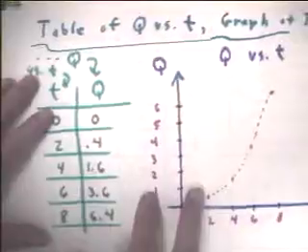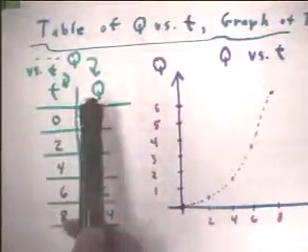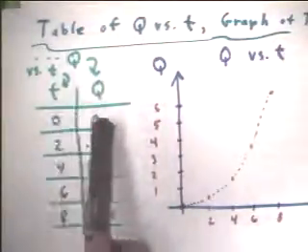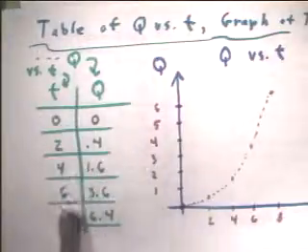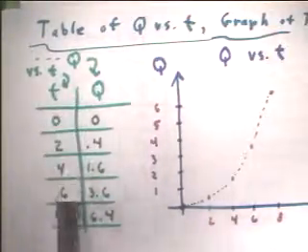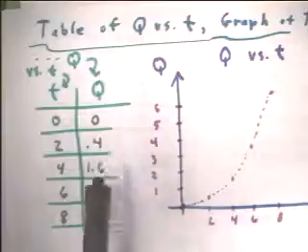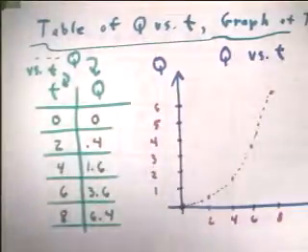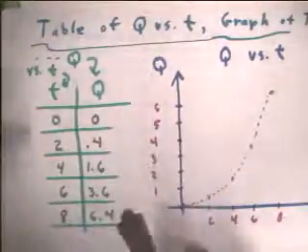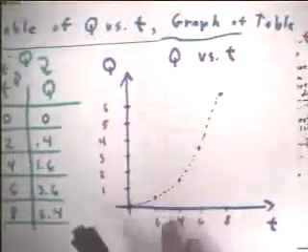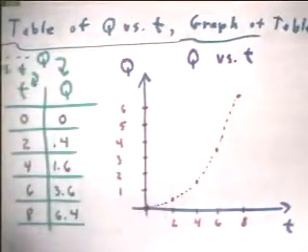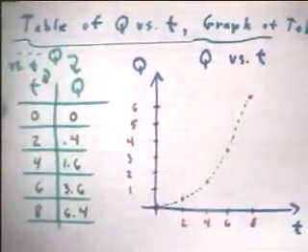Now let's just take an example. Let's say we have Q versus T data as shown here. For T equals 0, 2, 4, 6, 8, Q equals 0, 0.4, 1.6, 3.6, and 6.4. Well, as you know, I'm sure it's fairly easy to graph a table of data.